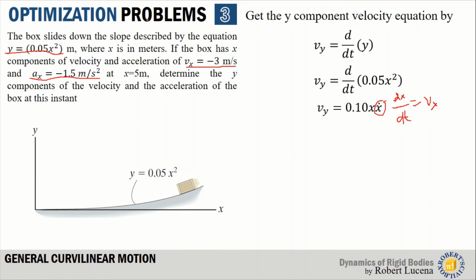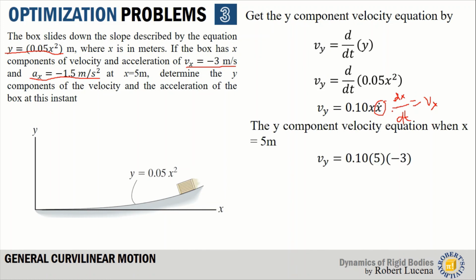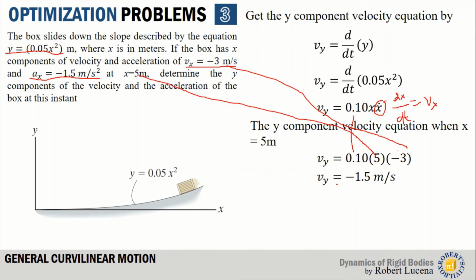Now, since Vx is already given at negative 3 meters per second, we can now substitute the value of Vx in the equation. And when x is equal to 5 meter, the value of Vx is negative 3. So the value of x is 5, and the coefficient 0.10, we can now get the y component of velocity that is negative 1.5 meters per second. Now that's the answer. The second question would be the acceleration about y component.